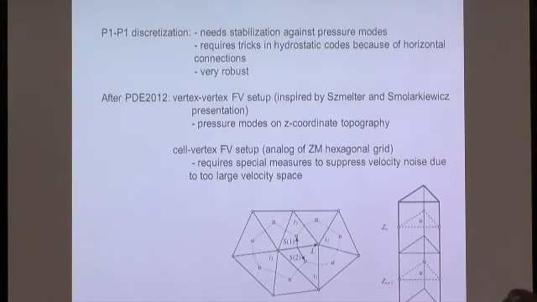So there is the vertex finite volume setup, last PDE, which Smolarkiewicz and Szmelter were presenting. I tried it. It still has pressure modes, and it's just faster than P1, but otherwise it is not worse. And what we are currently trying is a cell-vertex setup that is very close to the ZM mesh on hexagonal meshes. This is something that we are doing, and as I said, I would like to answer all possible questions just separately and outside of this.